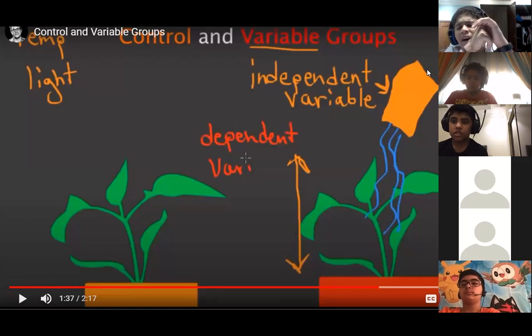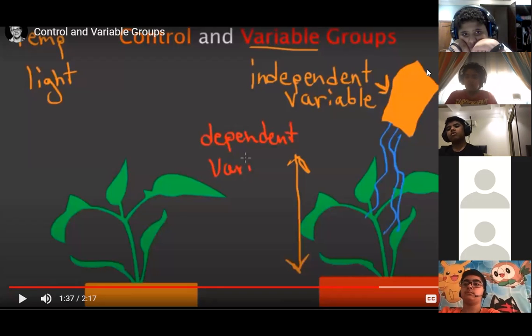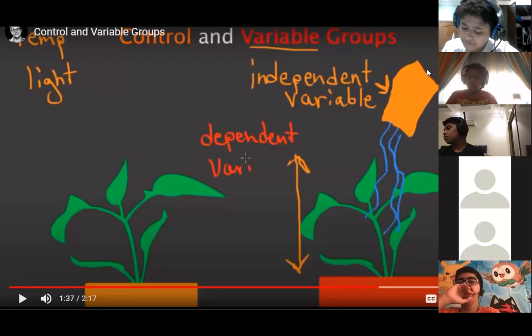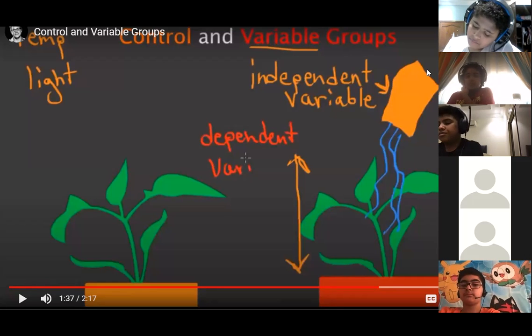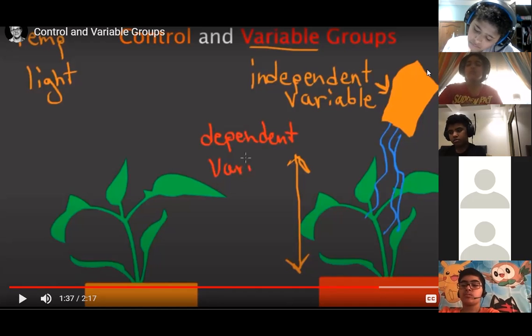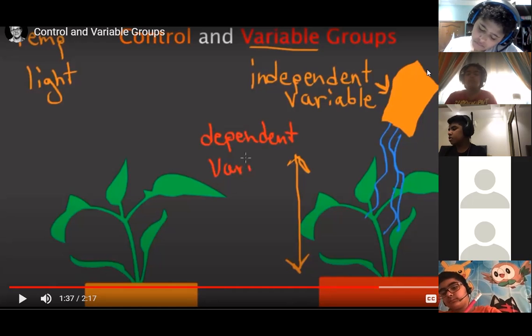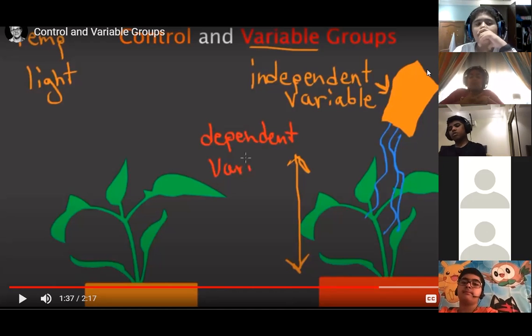And the dependent variable means it will depend on how much you give the water or the sugary water or the energy drinks. So how fast it grows will depend on it. The dependent variable depends on how you treat it, how much light you're giving, how much temperature, how much water you're giving. So the growth is depending on it. So the dependent variable in this one is growth, which is depending on how much energy drink you're going to give, right? Is it clear?